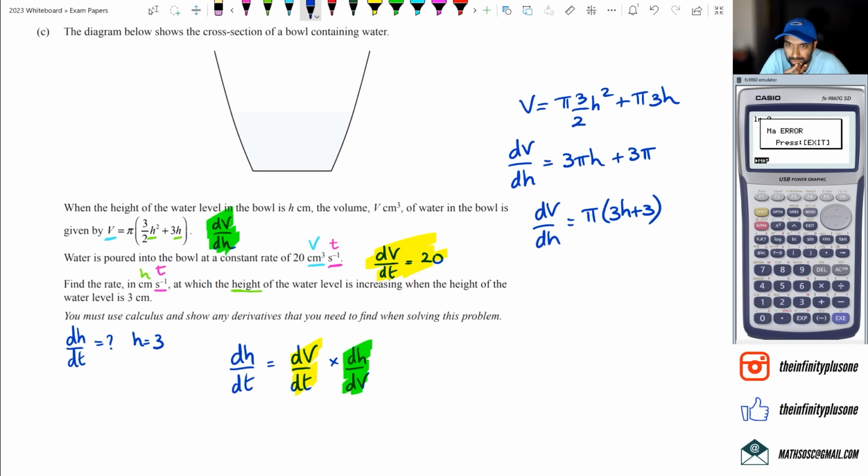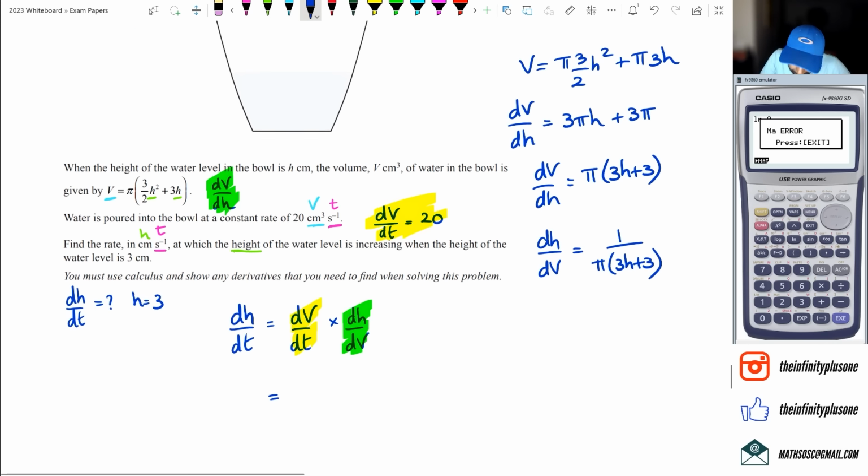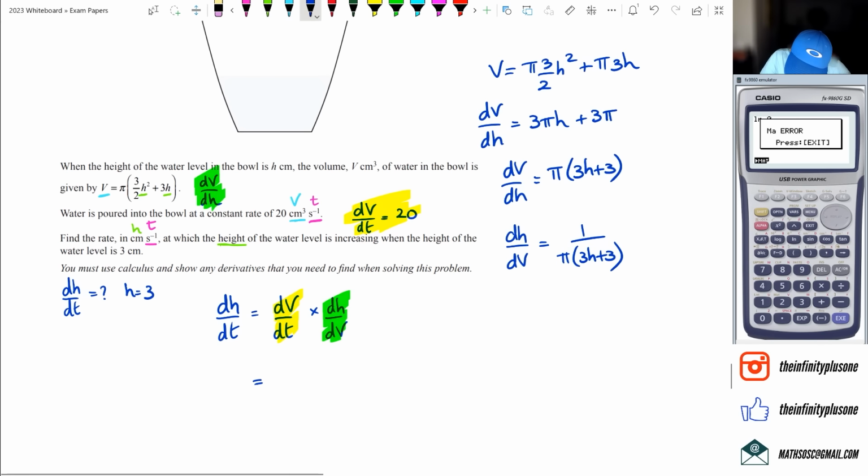And what else do I have? No, that's it. So dh/dV, I just flip it over. dh/dV would be 1 over pi times 3h plus 3. So if I go back to my rate of change question, I've got dV/dt, which is 20, multiplied by dh/dV, which is 1 over pi times 3h plus 3.